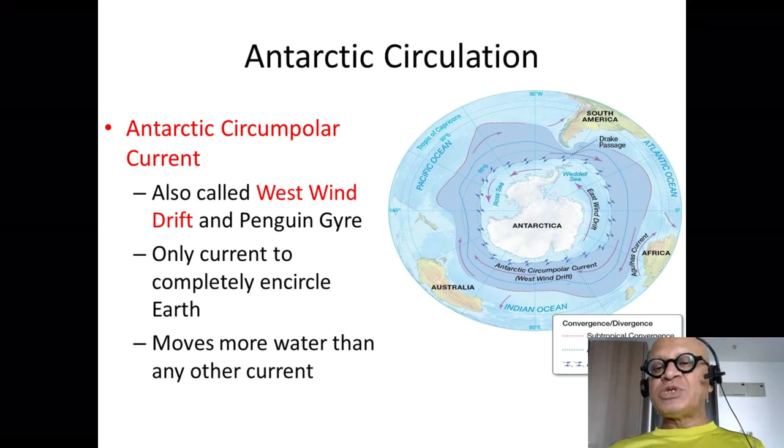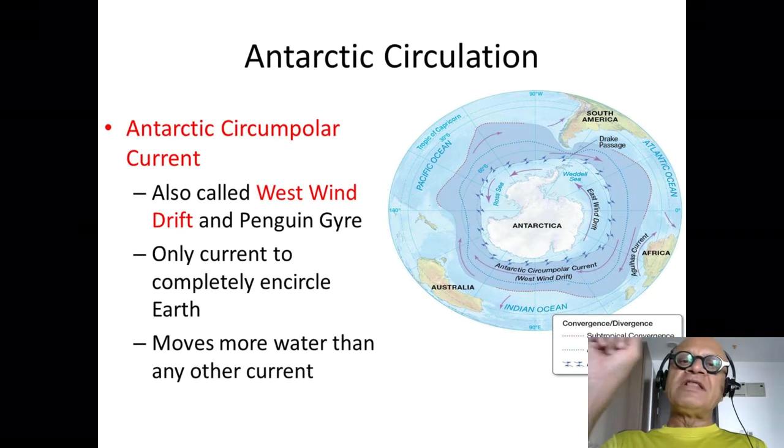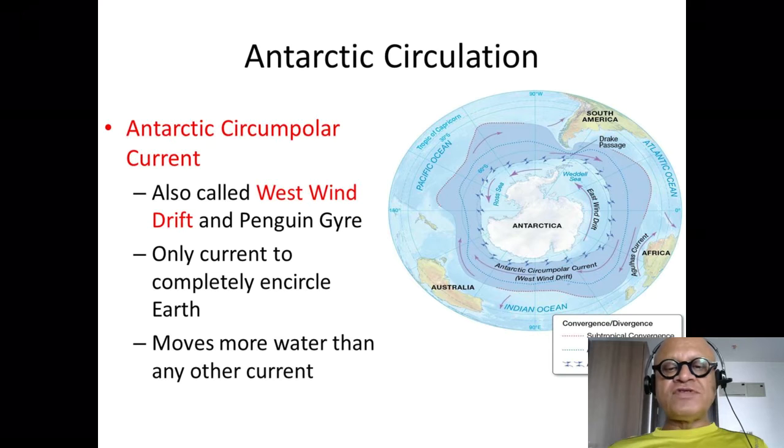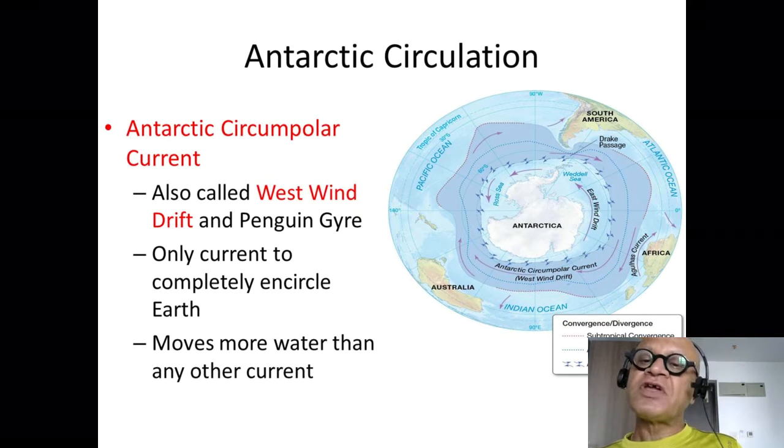So the main features here are the Antarctic Circumpolar current, one of the more famous currents. It's also known as the west wind drift, and it's the only current to completely go around the Earth because of the special channel configuration of this ocean. And this obviously moves more water in terms of sverdrups, the transport, than any other current in the world, right?